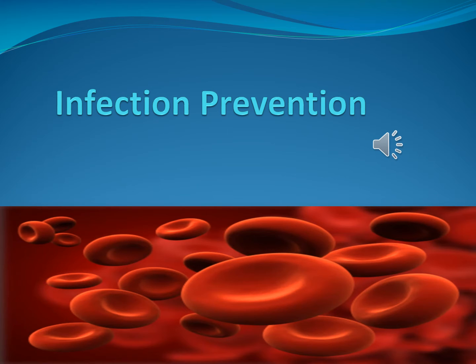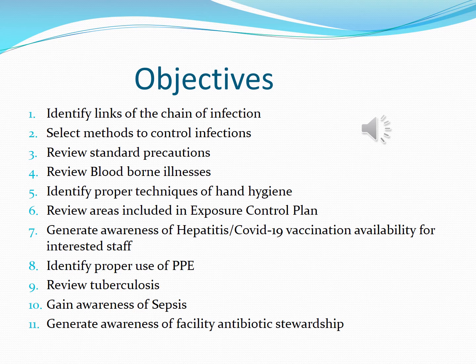This is the annual Infection Prevention and Bloodborne Pathogen presentation. Objectives for training. Identify links of the chain of infection. Select methods to control infections. Review standard precautions. Review bloodborne illnesses.